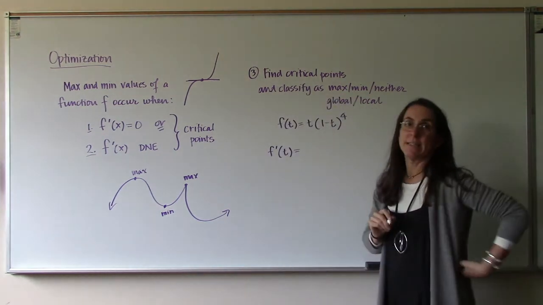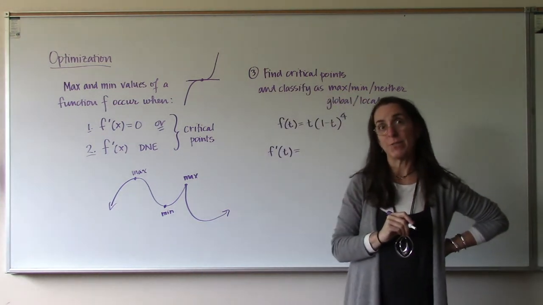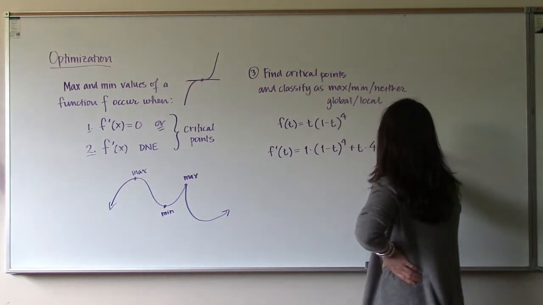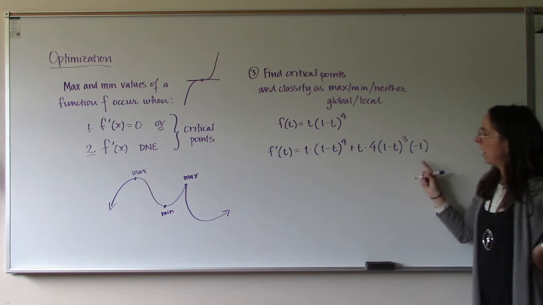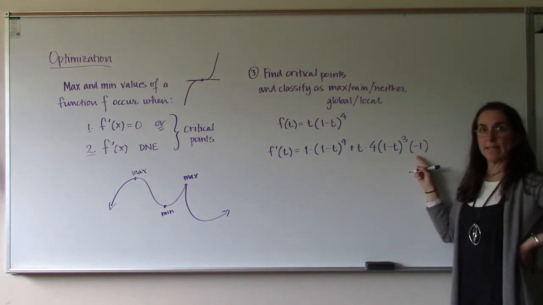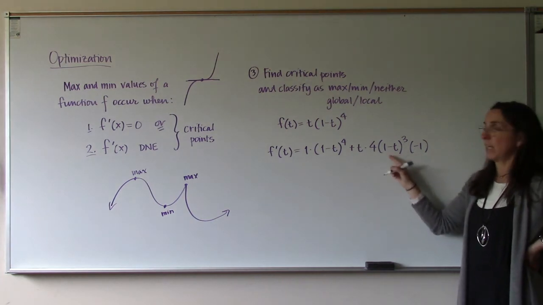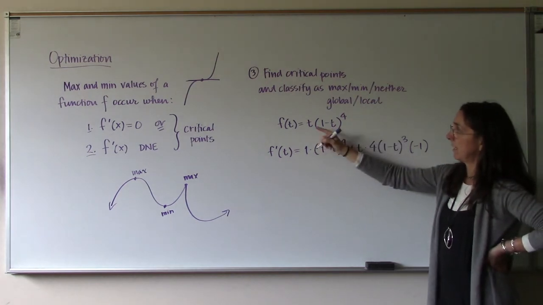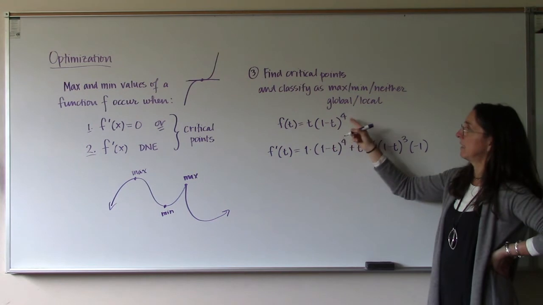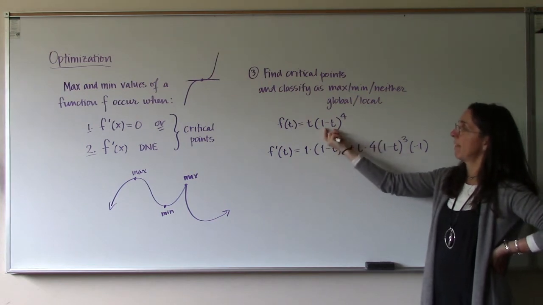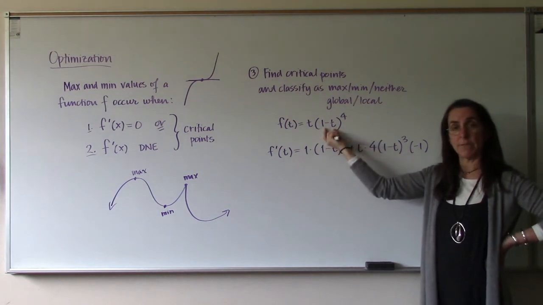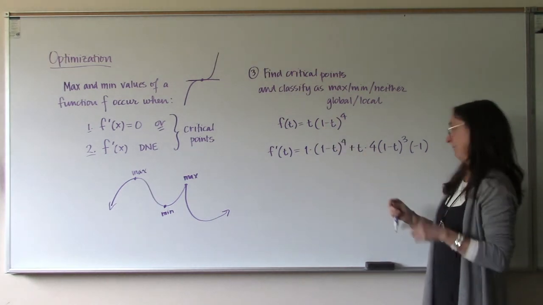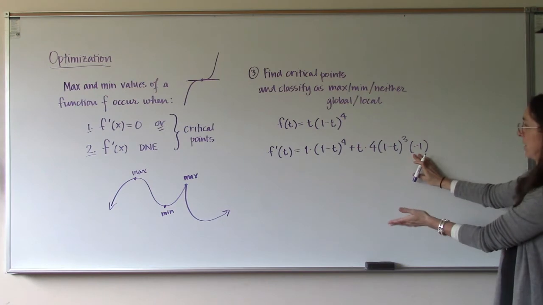And since f is a product, we need to use the product rule to find the derivative, right? Do you see the negative 1 on the end? That's coming from the chain rule, right? I bring the 4 down to the front here. 4 times (1 minus t) to the third, but then I have to multiply that by the derivative of what I covered up, and the derivative of 1 minus t is negative 1. Okay, so the derivative looks like this.